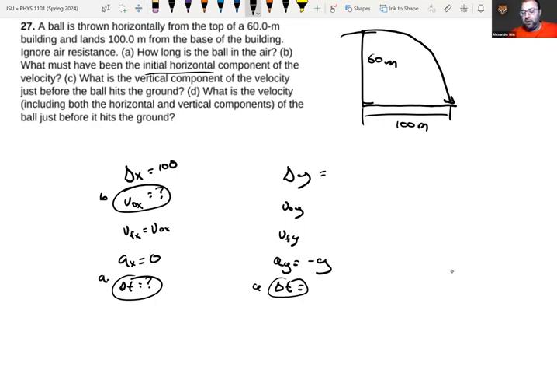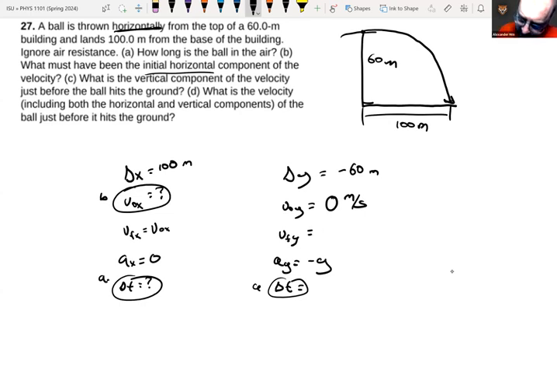Delta y. People might be tempted to write 60, but just keep in mind that we let down be negative here. So given that, I would say let delta y be negative 60 because it is going down. And these should both be meters, of course. V naught y. This is another one where we're not explicitly given it, but we are told it's thrown horizontally. If it's thrown horizontally, then there's no up or down component, and that means our initial velocity is just 0 meters per second. So keep that in mind.